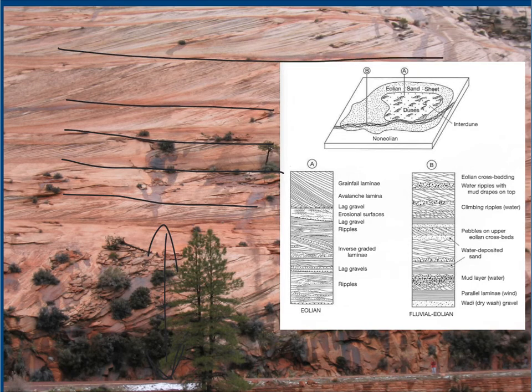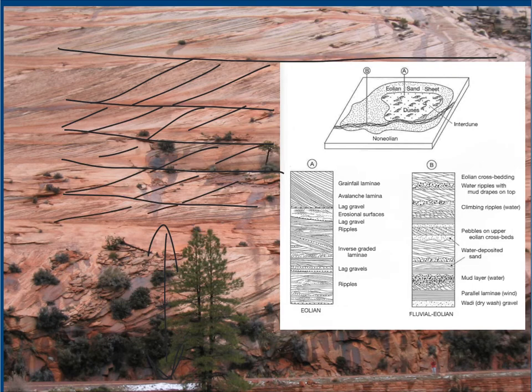And what's really cool about these beds at Checkerboard Mesa is that they all have these beautiful crossbeds. And look, all the crossbeds are in the same direction, because crossbeds always form on the lee slope, the downwind side, meaning the wind direction didn't change for many thousands or potentially millions of years, and the wind direction was always from the east in this particular setting.